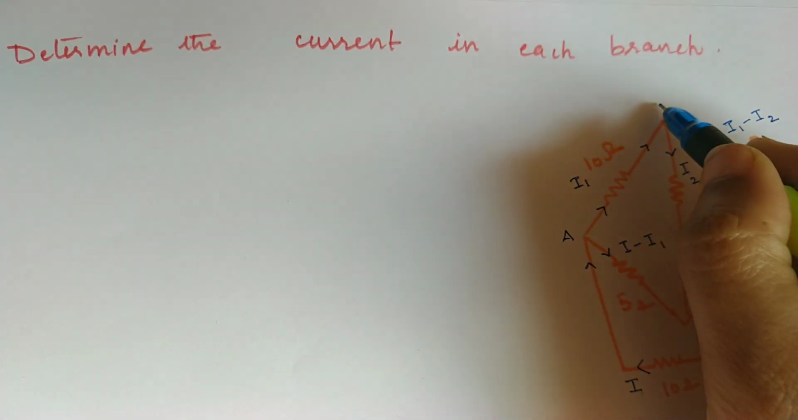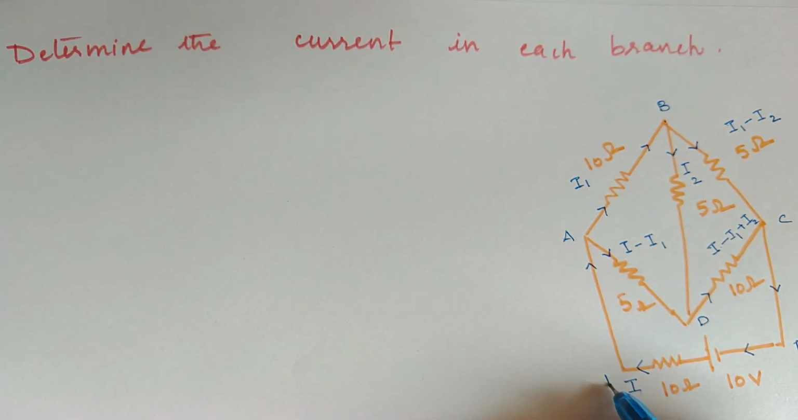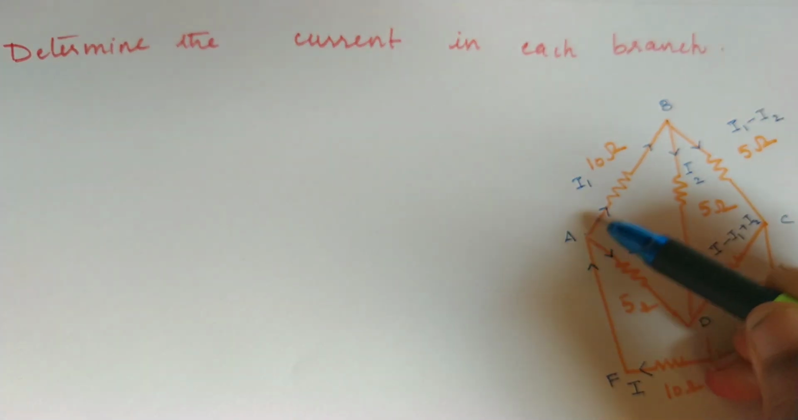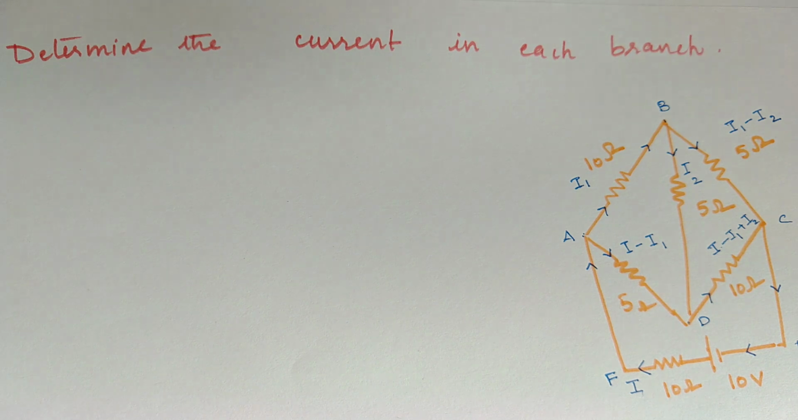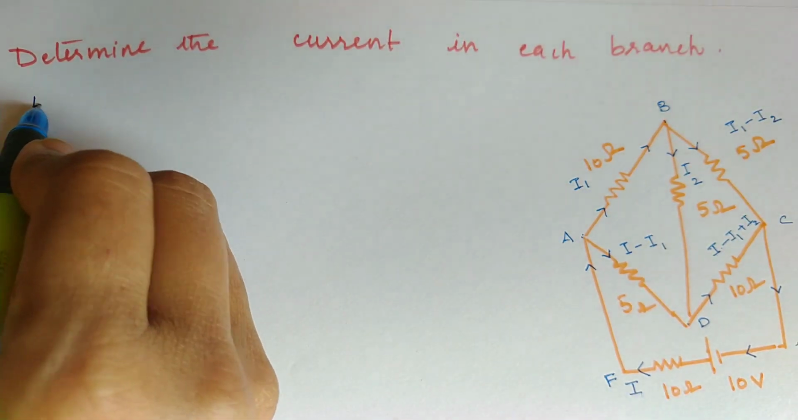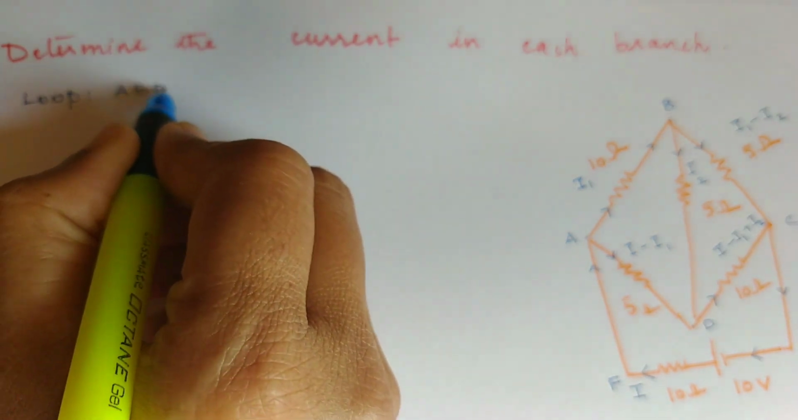So I will start applying Kirchhoff's law for the closed regions. If I name this as A, B, C, D, E and F terminals, apply Kirchhoff's law for the loop A, B, D and A. Okay, for the loop, which is the first loop we are applying, A, B, D and A.